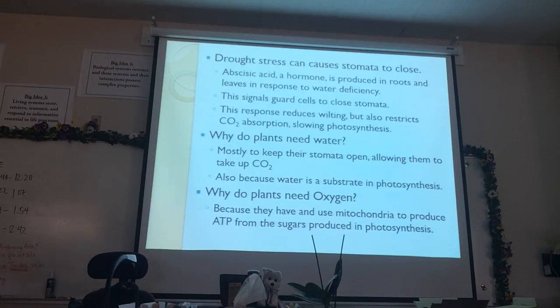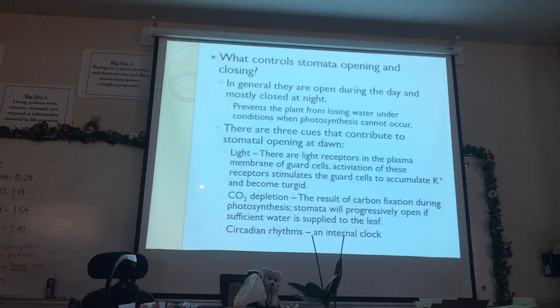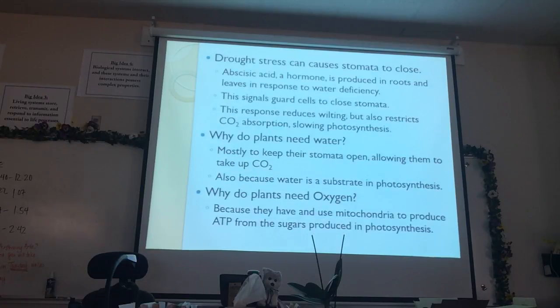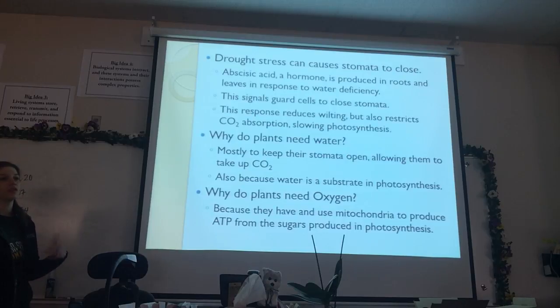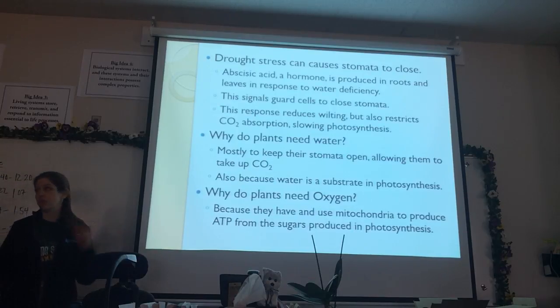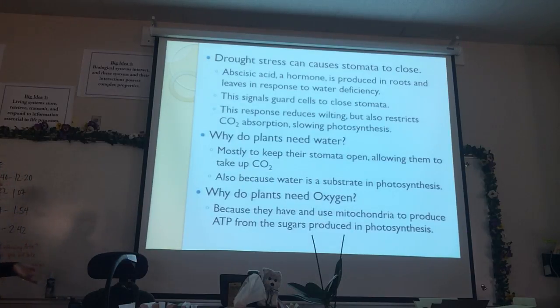Okay. Drought stress can also cause stomata to close because even if we have plenty of light, we're short on CO2, and it's daytime, if it is really drought, we have a lot of dry days, we probably don't want our stomata open. And so a hormone called abscisic acid is produced in the roots and the leaves in response to water deficiency that actually signals those guard cells to close the stomata. That response reduces the wilting, but then of course also restricts CO2. So it's certainly a trade-off because you're not going to have as much photosynthesis.